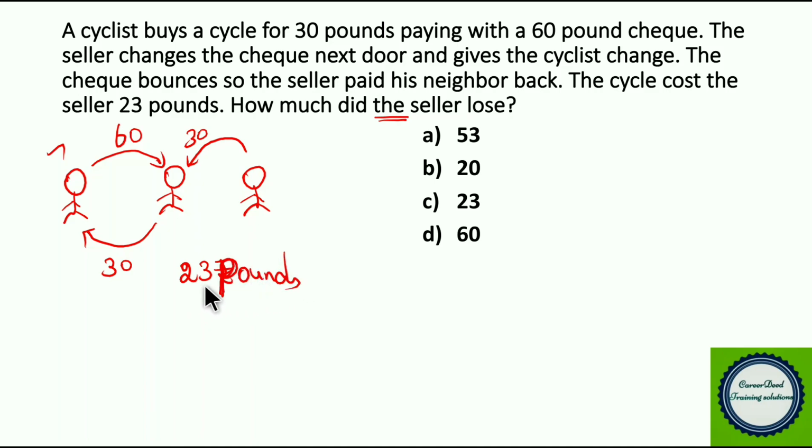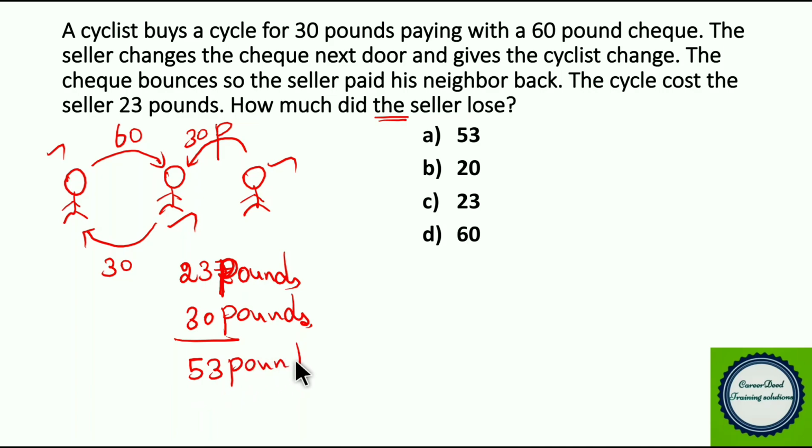So this 23 pounds is an actual loss to the seller, as well as he had paid 30 pounds change to the buyer, right, from the neighbor. So he has to return this 30 pounds to the neighbor. So again this 30 pounds is a loss for the seller, right? So totally how much has he lost? 23 plus 30, it is only 53 pounds.